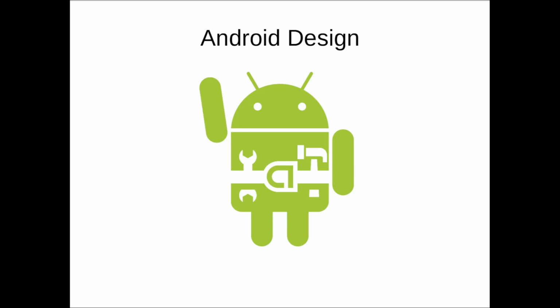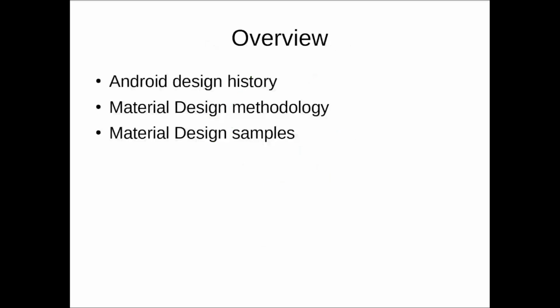We're going to talk about Android design. We're going to look at the history of UI design in Android. We'll talk about the current approach to design called material design and more recently Material U. And we will look at some basic examples and talk about how these types of things can be incorporated into your applications when building user interfaces.